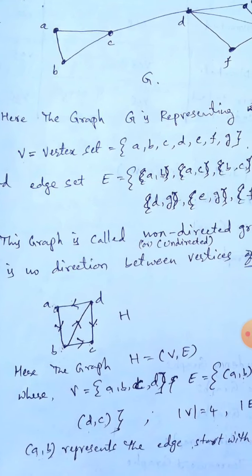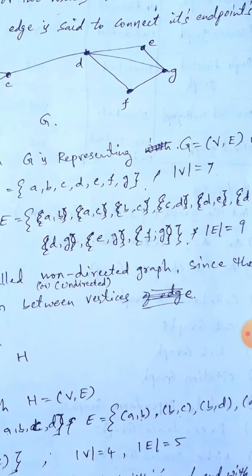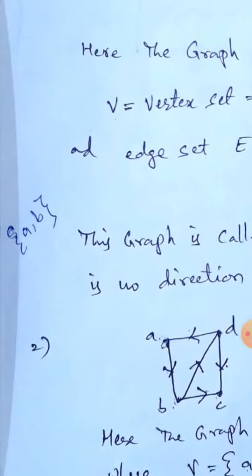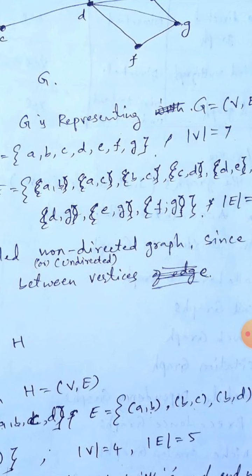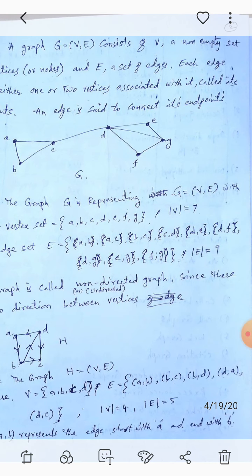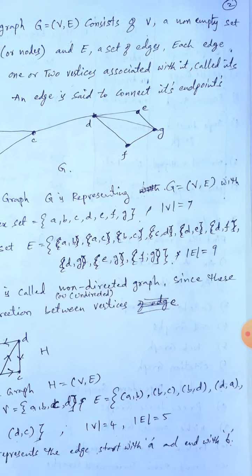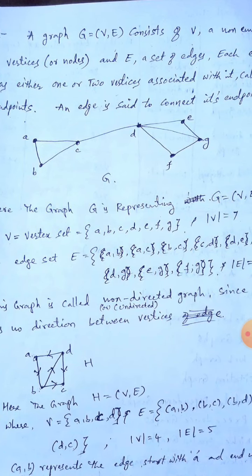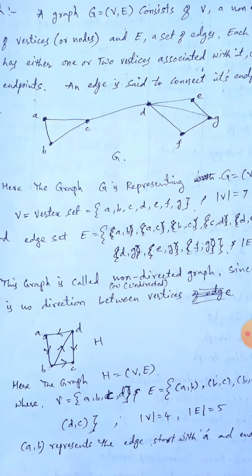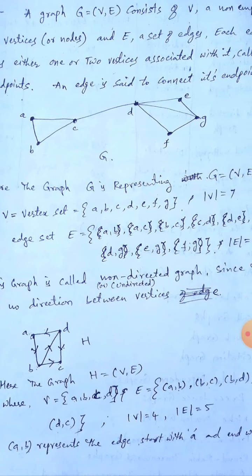And observe the edge set E, we can write all these edges in these brackets. For example, observe this A comma B. So an edge we can represent like this. In an undirected graph we can represent A comma B like this. Now observe all the edges are written in E. Then observe here mod E equals 9. That means the number of edges is mod E, that is 9. So this graph G is called a non-directed graph.